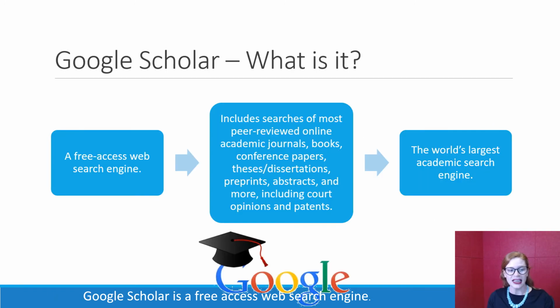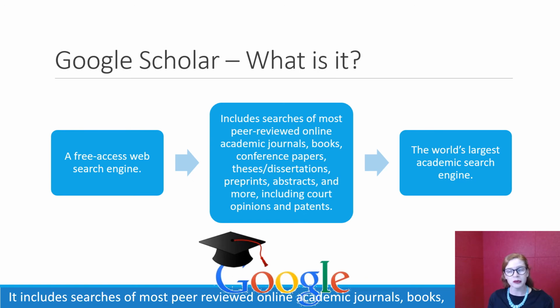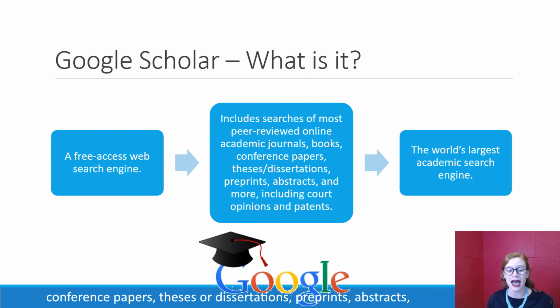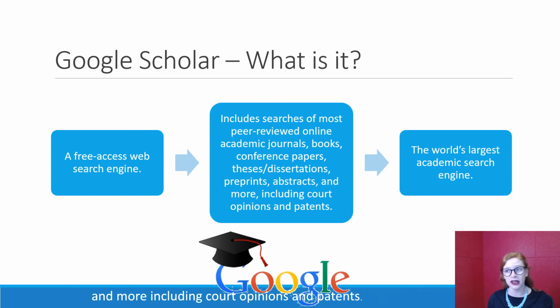Google Scholar is a free access web search engine. It includes searches of most peer-reviewed online academic journals, books, conference papers, theses or dissertations, preprints, abstracts, and more, including court opinions and patents. It is, without a doubt, the world's largest academic search engine. At last check, they had over 5 million works indexed. So it is a huge database and it is free access. Anyone can use it, and we encourage you to use it if you're not using it already.